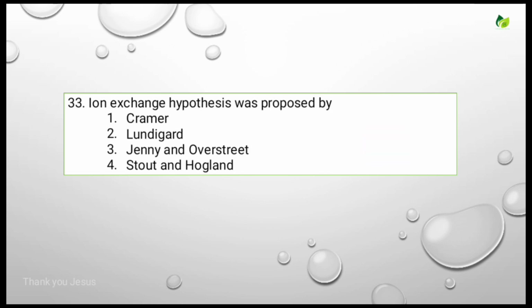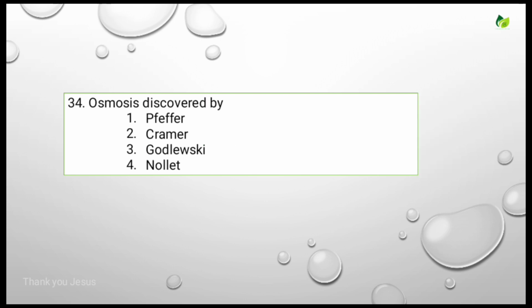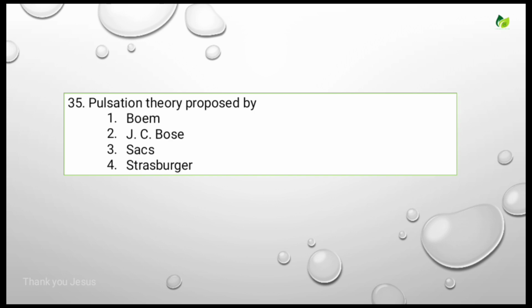Ion exchange hypothesis was proposed by. Options are Kramer, Lundegardh, Jenny and Overstreet, Stout and Hoagland. The correct answer is Jenny and Overstreet. Let's see the next question. Osmosis was discovered by. Options are Pfeffer, Kramer, Gerdlowski, Nollet. The correct answer is Nollet. Let's see the next question. Pulsation theory was proposed by. Options are Boehm, J.C. Bose, Sachs, Strasburger. Answer is J.C. Bose.